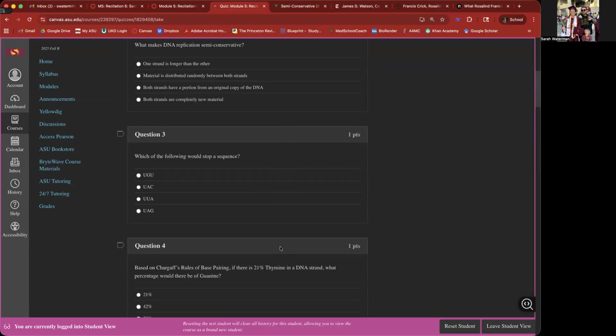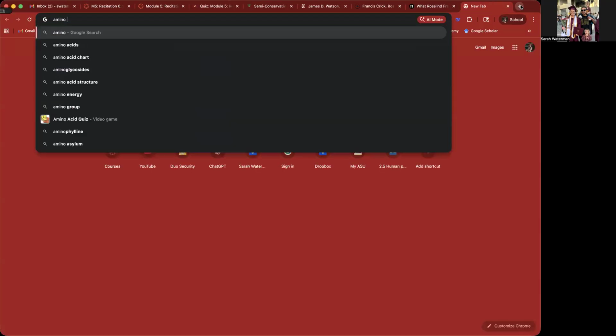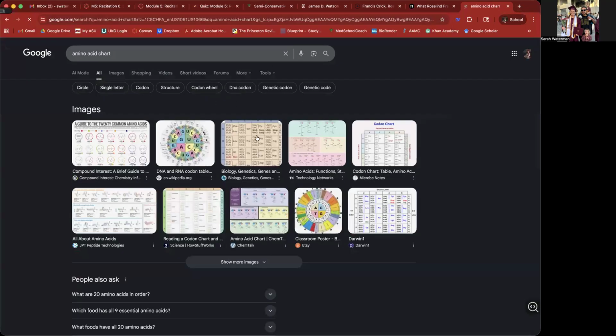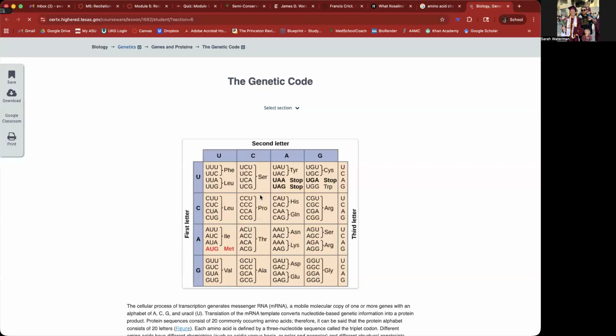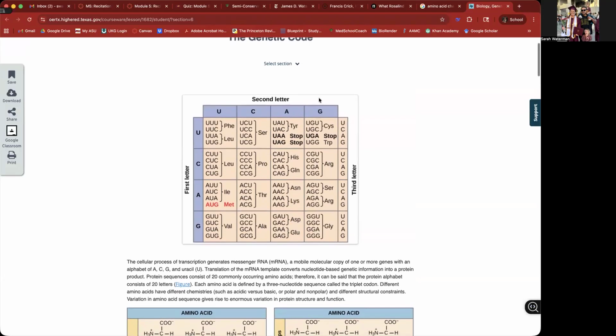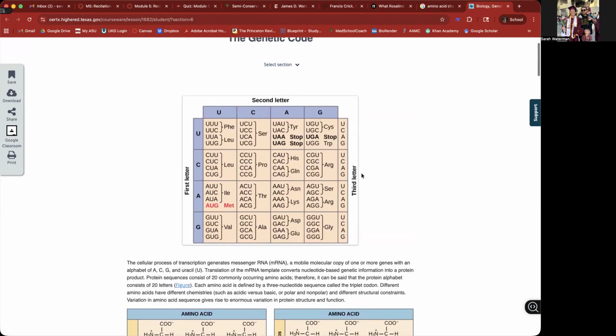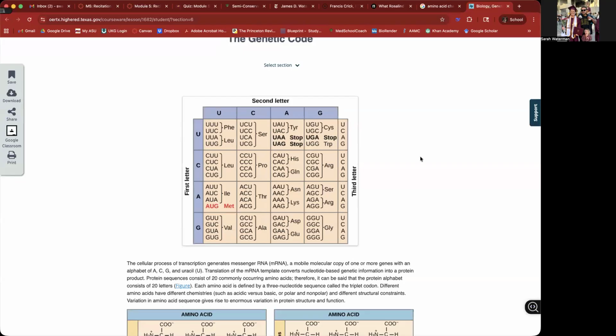So, question 3, which of the following would be a stop sequence? Remember, let me pull this up real quick, and I'm sure you guys have access to this. These are the amino acids. This is just an amino acid chart. You can look it up anywhere on Google, super easy. But there are 3 stop sequences, and there are some acronyms to help you remember them. They all start with the letter U, and they only contain the letters U, A, and G. There are no C's in a stop codon.